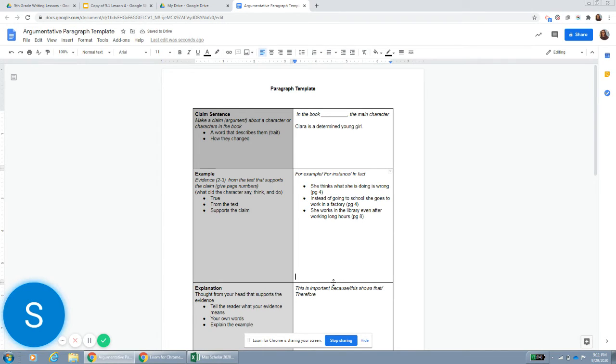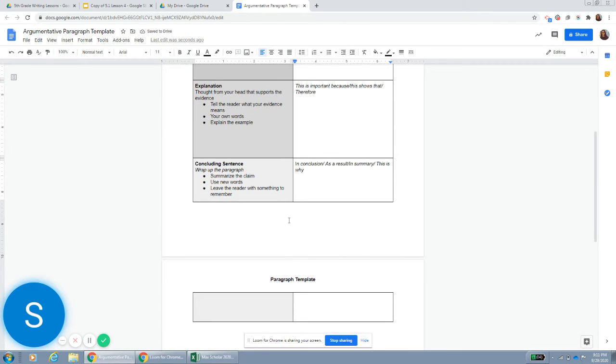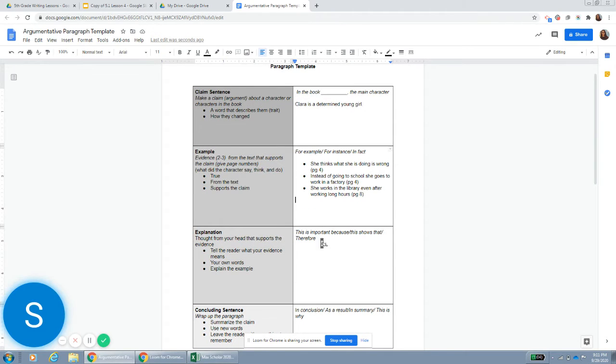Okay. Just so you know, when you have these graphic organizers, you can push them up. You can actually put yours here and then press backspace just to make it smaller. So now my next part of my paragraph is my explanation. It's a thought from your head that supports the evidence. It tells the reader what your evidence means. It's in your own words. So it's kind of like starting this sentence with, this is important because, this shows that, therefore. So when I think about it, I want to explain how this evidence shows that she's determined.